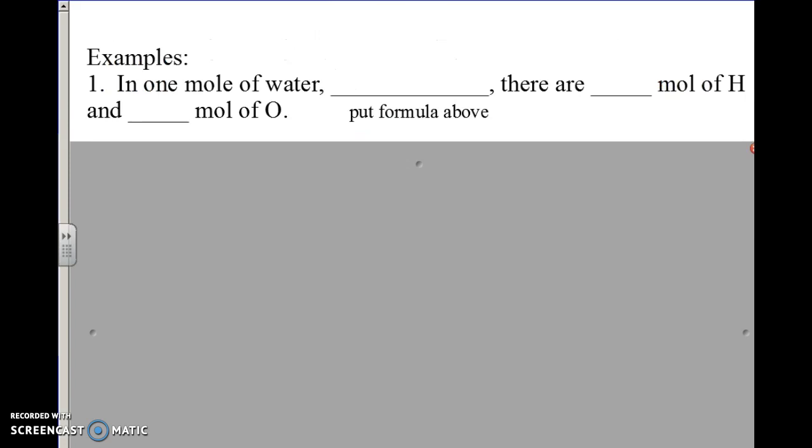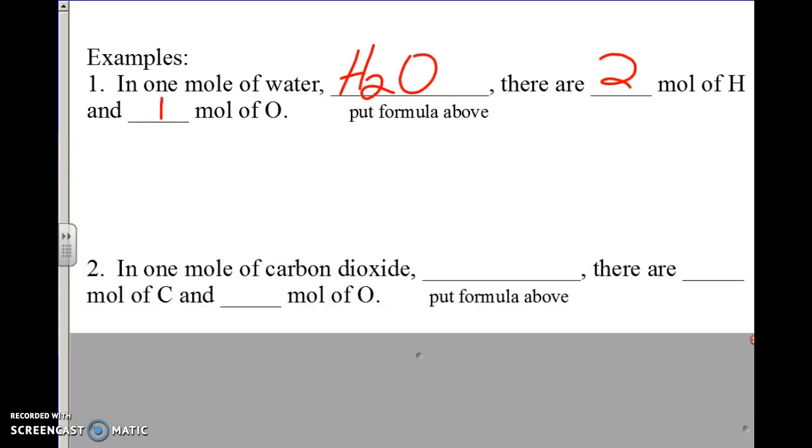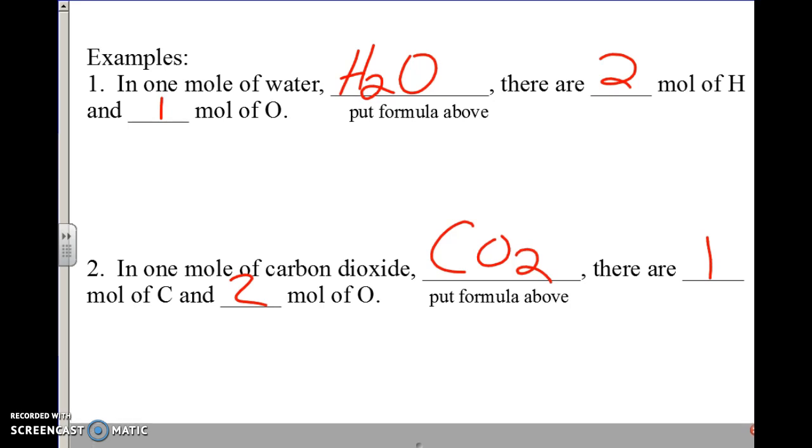In 1 mole of water, there are blank moles of hydrogen and blank mole of oxygen. So, in 1 mole of H2O, there are 2 moles of hydrogen and 1 mole of oxygen. See if you can do this one before I fill in the blanks. So pause and see if you can do this one on your own. In 1 mole of CO2, there's 1 mole of carbon and 2 moles of oxygen. Again, pause it before you do the next problem.